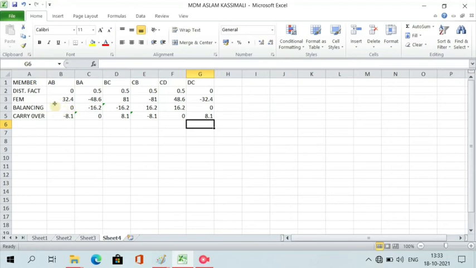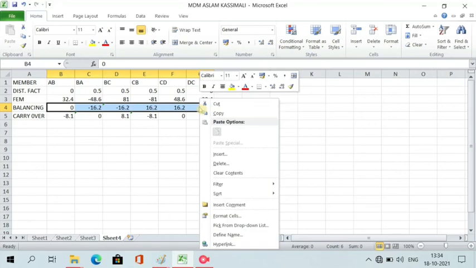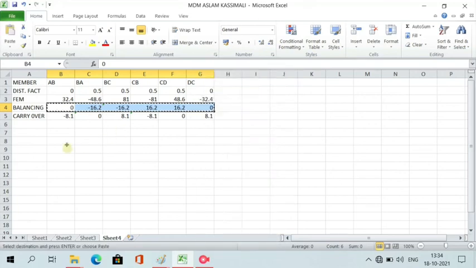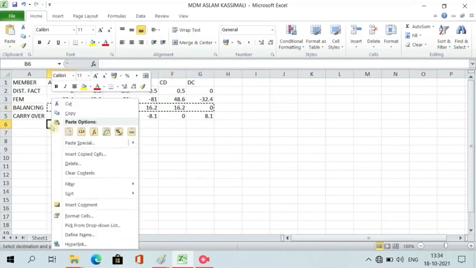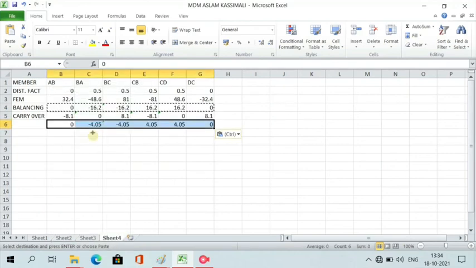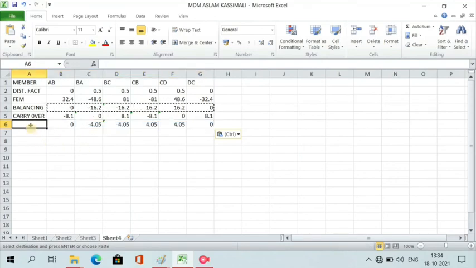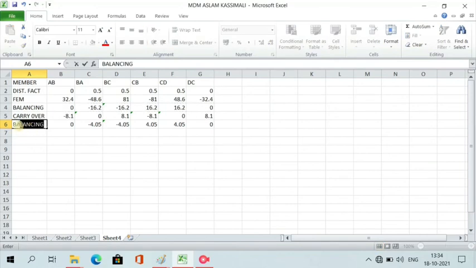So now we don't have to repeat, we don't have to use the formula again and again. What we will do, see here. We will be copying this. I copied. Again I need to do balancing. So at row number 6, we need to paste, formula paste. So I will be pasting this. So we got. Now here balancing, we have to write balancing.